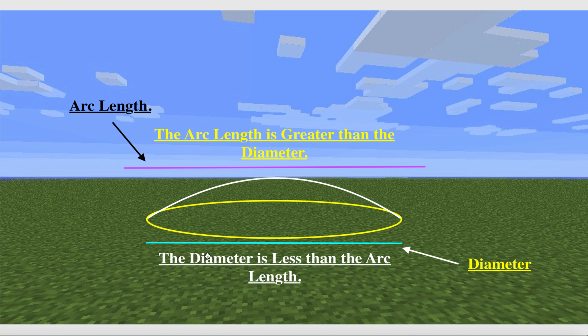The diameter is less than the arc length. If you see here, this green or turquoise line is referencing the diameter, but this other purple line here is referencing what the arc length would be if it was straightened out. The arc length is greater than the diameter.